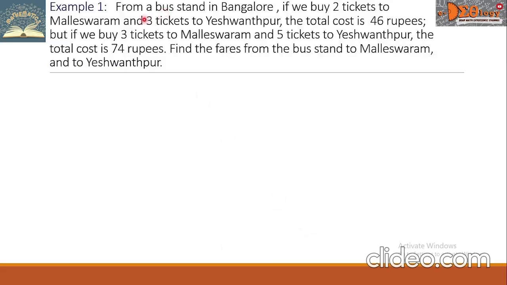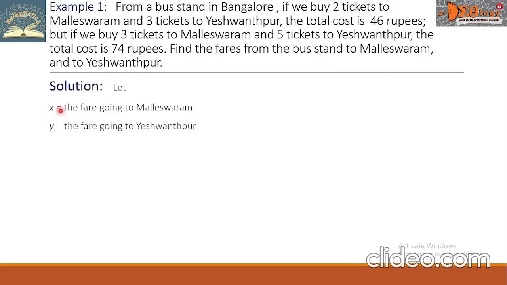Example 1. From a bus stand in Bangalore, if we buy 2 tickets to Malleswaram and 3 tickets to Yeshwanthpur, the total cost is 46 rupees. But if we buy 3 tickets to Malleswaram and 5 tickets to Yeshwanthpur, the total cost is 74 rupees. Find the fares from the bus stand to Malleswaram and to Yeshwanthpur.